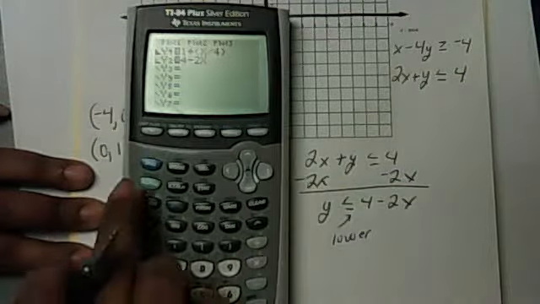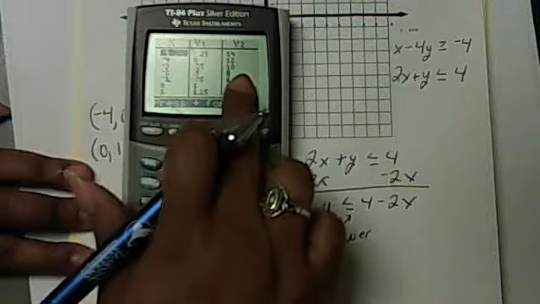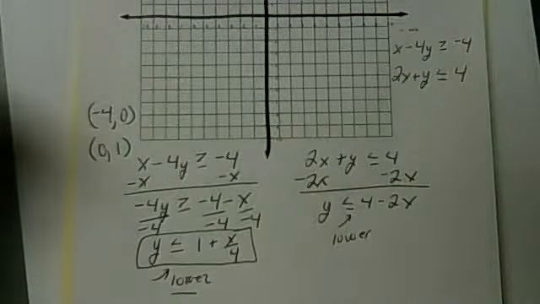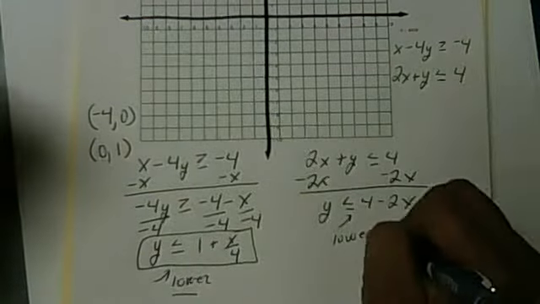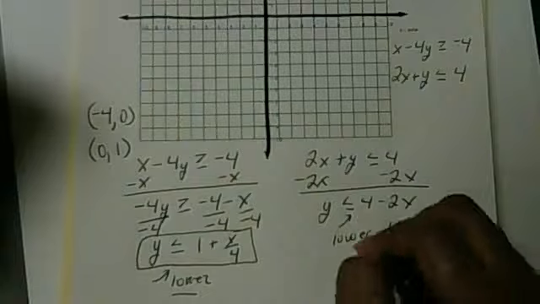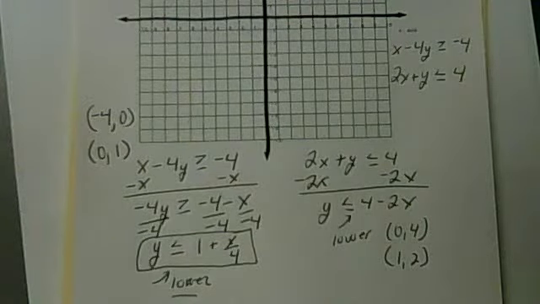I still need my 2 points, so I'm going to go to my table. Remember, this is x comma my second y, so I'm going to find some points in there. I can use the point 0, 4 for that one, and I can use the point 1, 2 for that one. Alright, so let's graph these two.